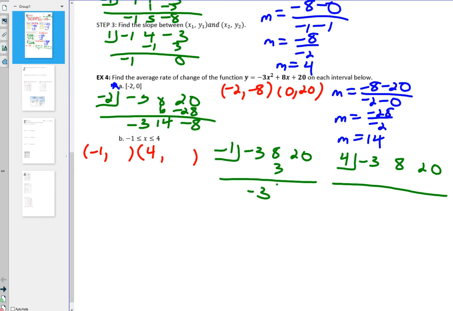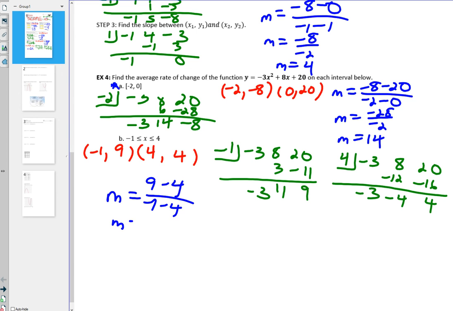So that's 3, 11, -11, 9. Right there correctly? You're distracting Josh. So when Josh gets distracted, he gets angry. You get the same points, Dave? Yeah. Okay, that's a good start. Things are looking good. So 9 minus 4 over -1 minus 4 is 5 over -5. Congratulations.